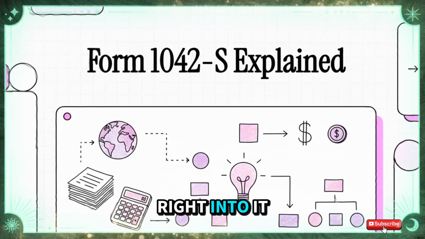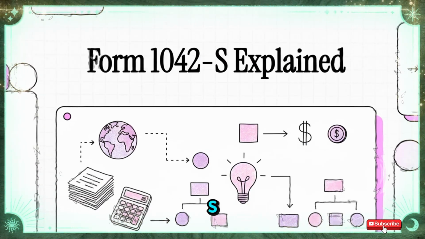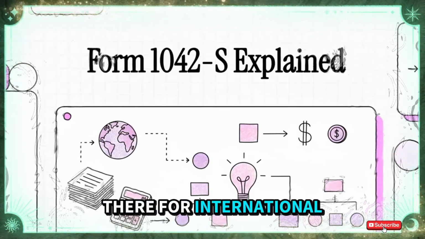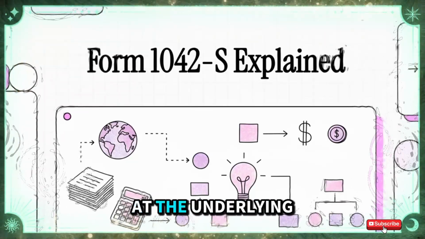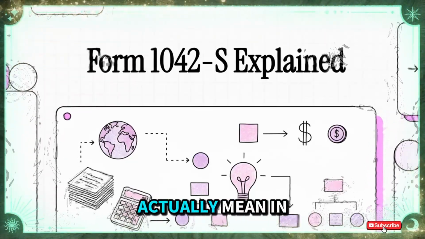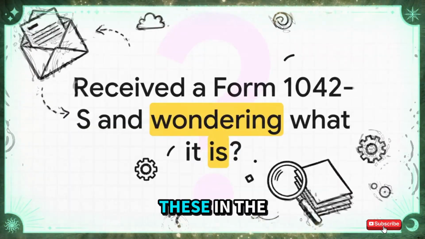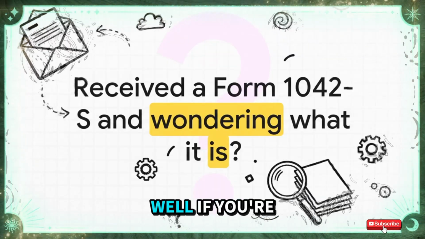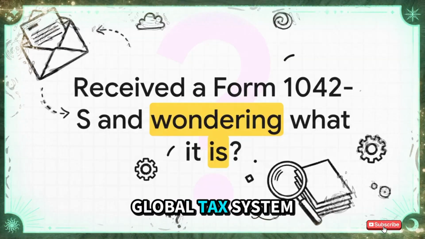All right, let's get right into it. Today, we're taking a deep dive into Form 1042-S. This is one of the most important IRS documents out there for international finance. And we're not just going to skim the surface, we're going to look at the underlying mechanics and what they actually mean in practice. So maybe you've gotten one of these in the mail and you're thinking, what on earth is this? Well, if you're holding this form, you're holding a key piece of a massive global tax system.